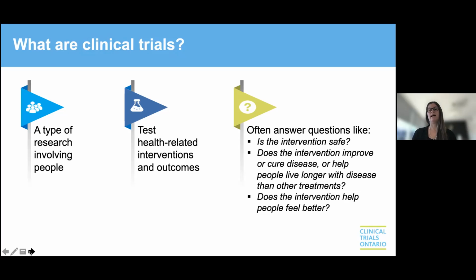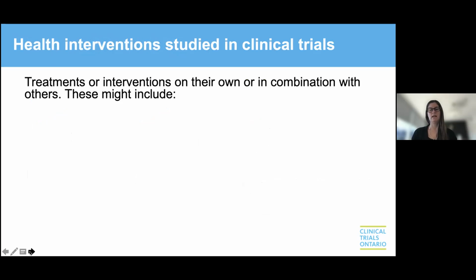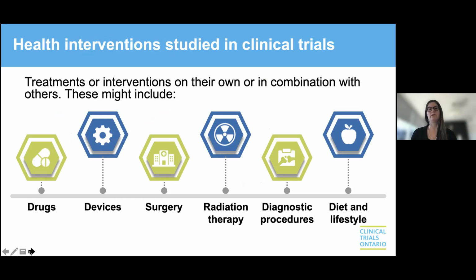So what about these so-called health interventions or treatments? They might be on their own or in combination with others. And we often think about clinical trials, and many people think of drugs, but there are lots of other types of treatments that are also studied in clinical trials that are shown here. So they might be drugs, yes. They might be devices, so maybe an insulin pump or a pacemaker. They might be a new type of surgery, might be a different approach to radiation therapy, might be diagnostic procedures, like maybe a new imaging procedure. And they could even be things related to diet and lifestyle, like an exercise study or some type of supplement or a new approach to diet.